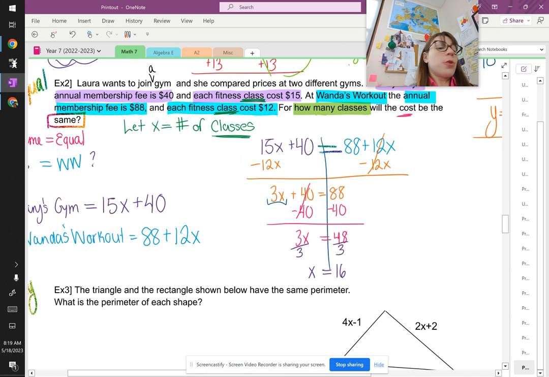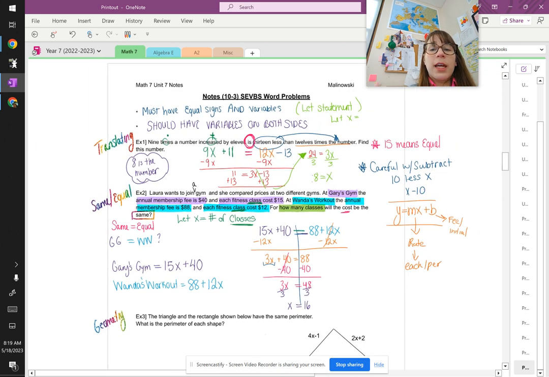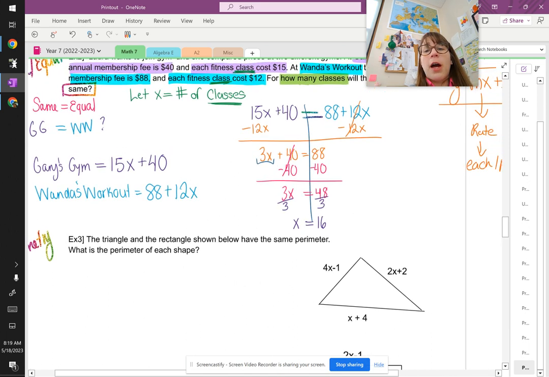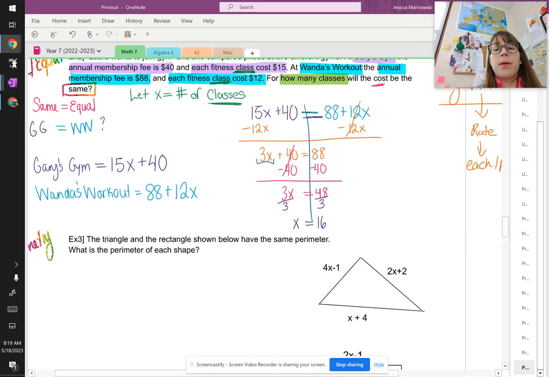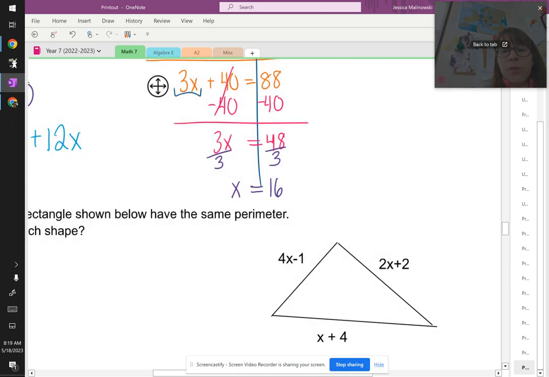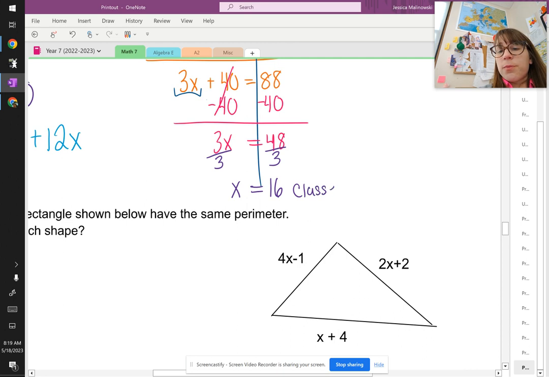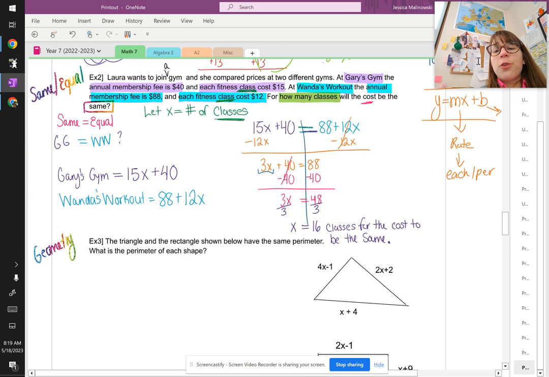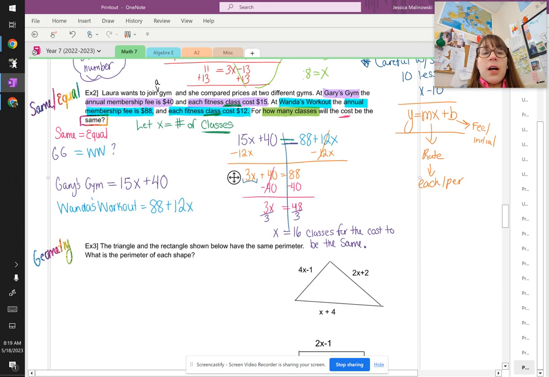And so again here, this is a word problem, so we kind of just need to finish this off with an answer sentence or just a label. So the question was asking me, for how many classes will the cost be the same? Well, x is the number of classes, so for 16 classes the cost to be the same. Boom. You don't have to write a whole separate sentence. You can add that right onto there, of course. All right, uno más.